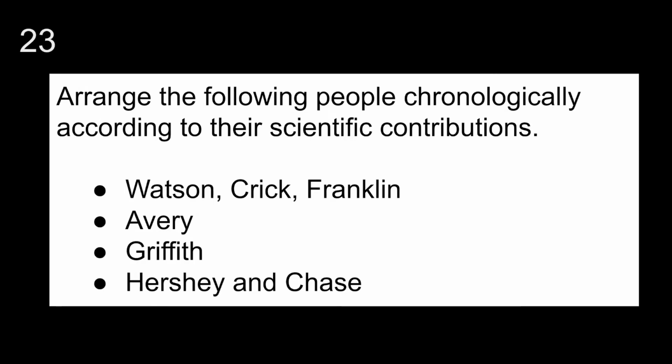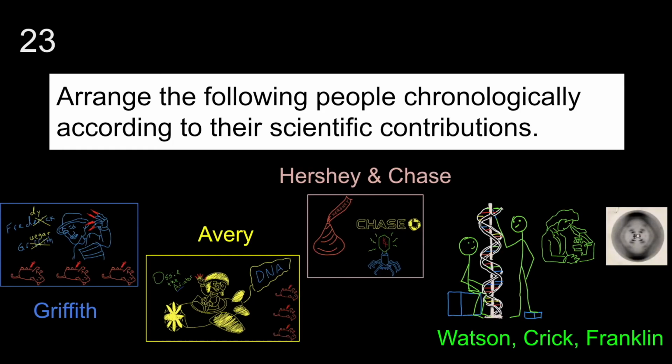Question 23. Arrange the following people chronologically according to their scientific contributions. All right, first we talked about Freddy Krueger, or Frederick Griffith, and then we talked about Avery, who also has claws just like Griffith because they both killed mice. So Frederick Griffith discovered transformation. Avery took his transformation experiment a step further and found out that DNA was a genetic material. Then we have Hershey and Chase that actually confirmed Avery's work that DNA was a genetic material.